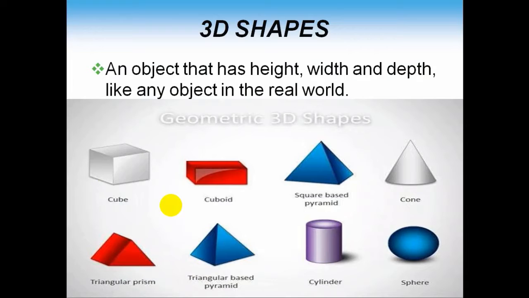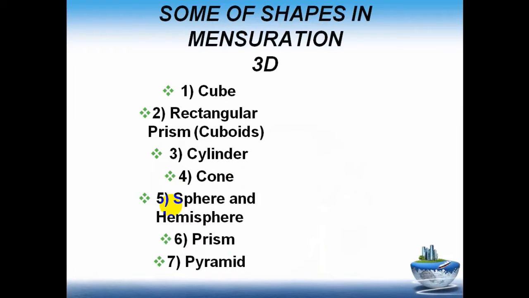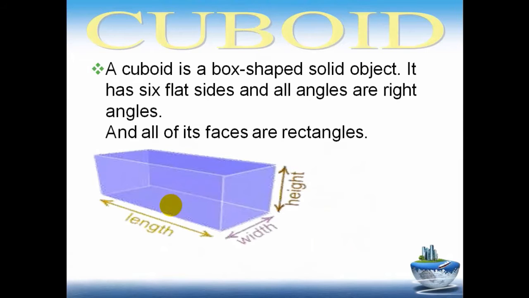Now, 3D shapes: an object that has height, width, and depth, like any objects in the real world. Geometrical 3D shapes are cube, cuboid, square-based prism, cone, triangular prism, triangular-based prism, cylinder, and sphere. These are all the 3D shapes in geometry. Now, some of the shapes in mensuration of 3D shapes are cube, rectangular prism, cylinder, cone, sphere, hemisphere, prism, and pyramid.